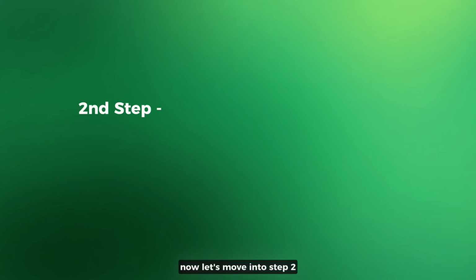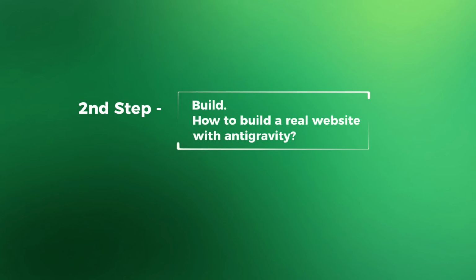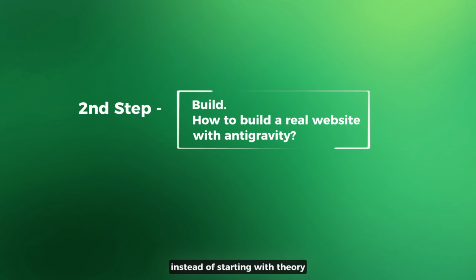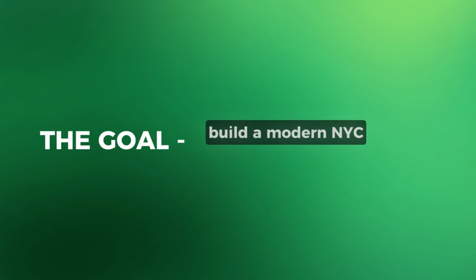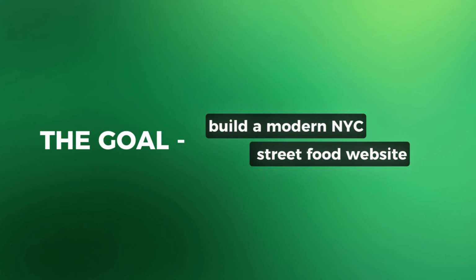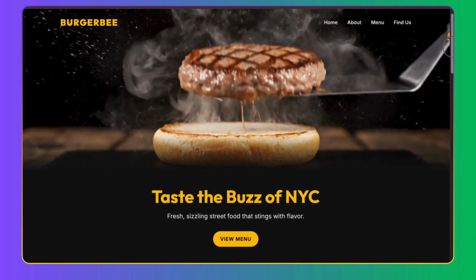Now let's move into step 2, the practical part, and actually build a real website with anti-gravity. Instead of starting with theory, we're going straight into creating a project from scratch so you can see how this works in the real world. The goal is to build a modern NYC street food website, like the Burger Bee example you just saw.